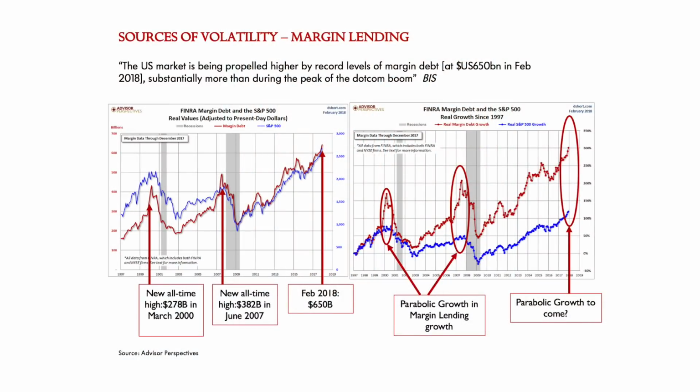This next chart shows the amount of leverage in the US stock market. These two charts are tracking the absolute amount on the left-hand side and the growth rate on the right-hand side of margin lending on the S&P 500. What you can see is that we're at record levels and very strong rates of growth, which often coincides with a near top in the stock market.